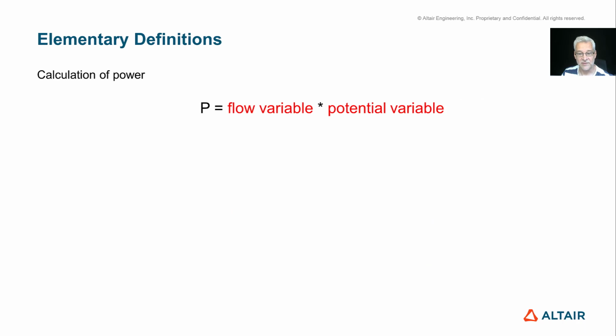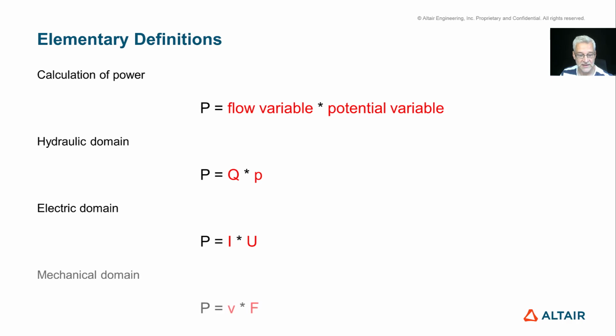Looking at the calculation of power, we can find the analogy in other domains. In general, the calculation of power is done by multiplication of the flow variable and the potential variable. In hydraulics, it is a multiplication of flow and pressure. In the electrical domain, it is a multiplication of current and voltage. And in mechanics, it's velocity and force that are the equivalent variables.